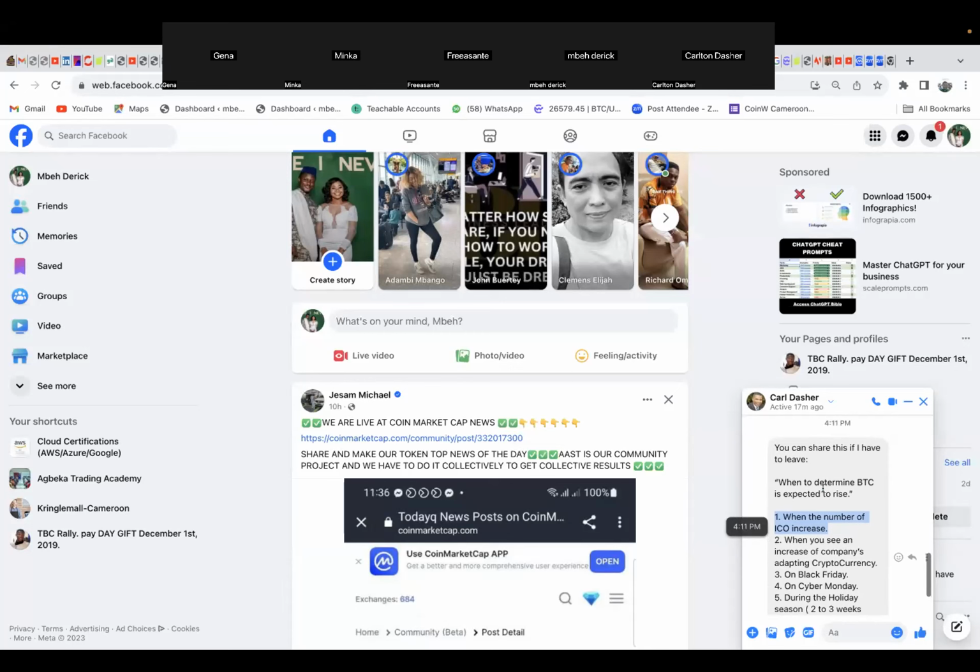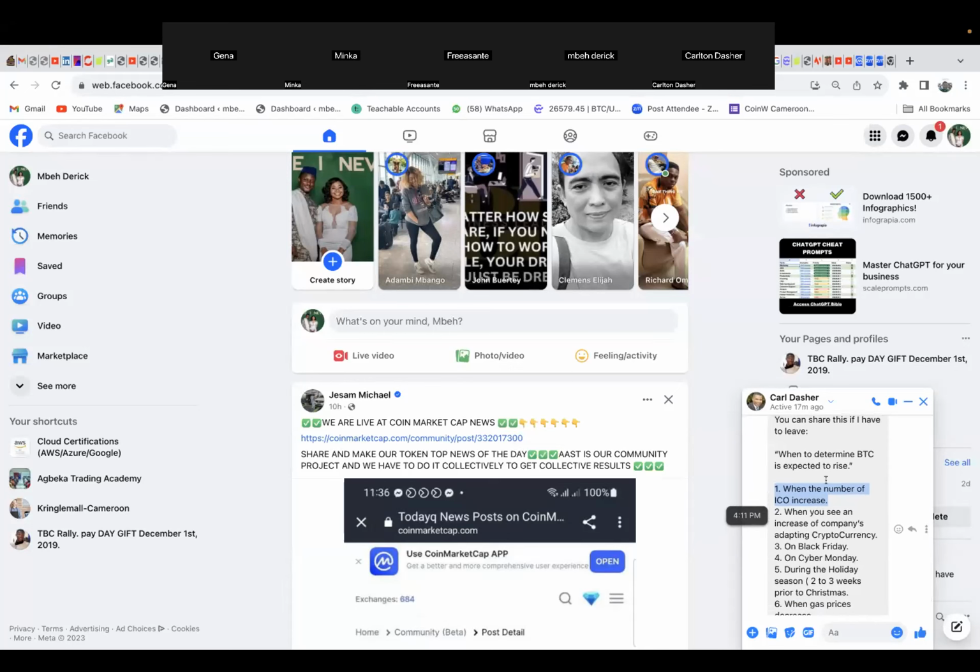And we want to emphasize that with all these points, we want to determine when BTC is expected to rise. So the next one is Black Friday. Okay, now that's a big one. When is Black Friday? That's the day after Thanksgiving, which we celebrate here in the United States and maybe a couple of other countries. Thanksgiving, which was last Thursday, I believe, usually always falls on a Thursday. That next day is Black Friday.